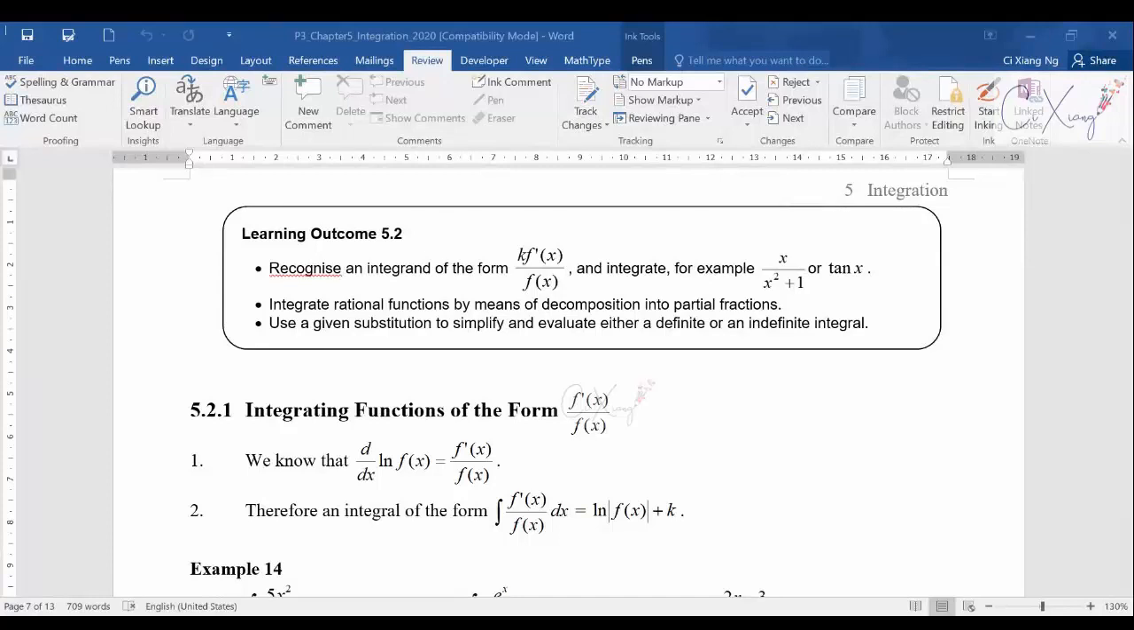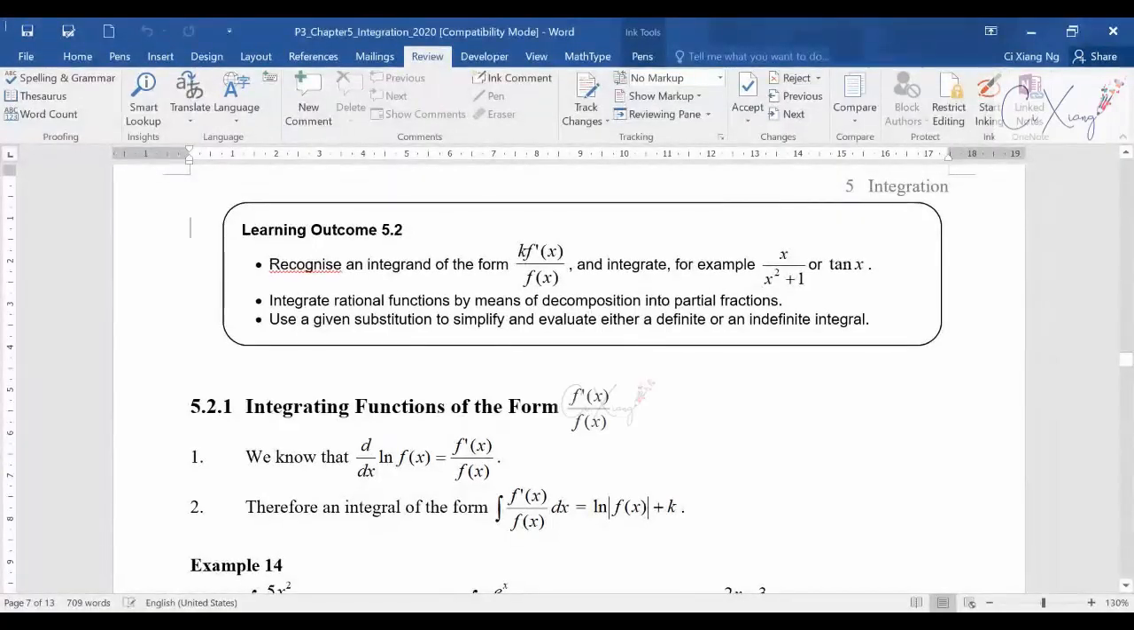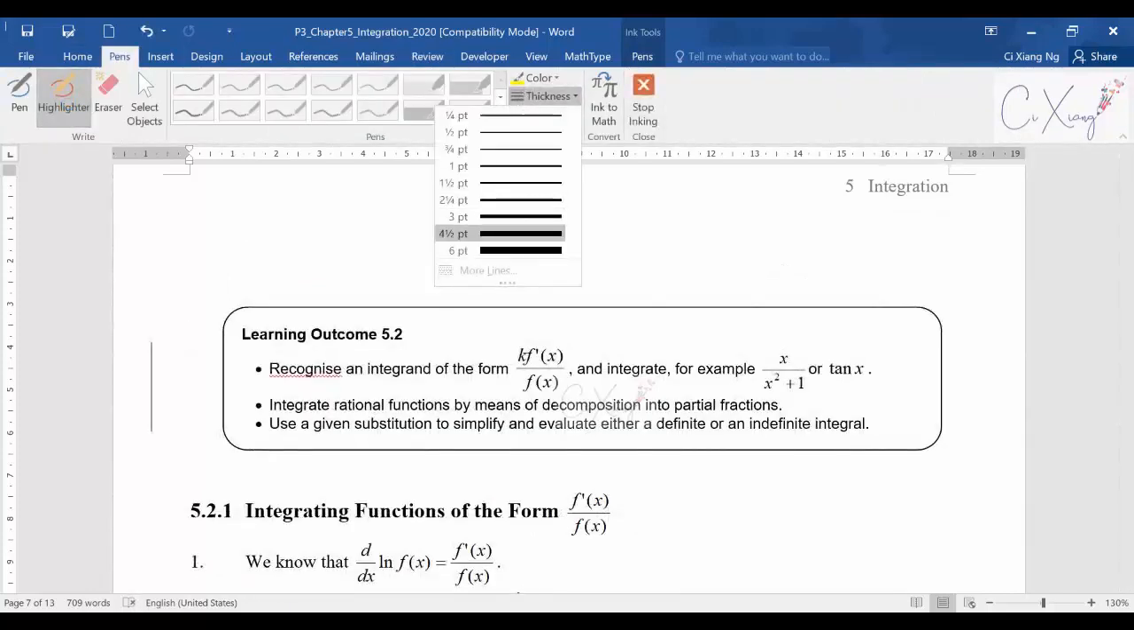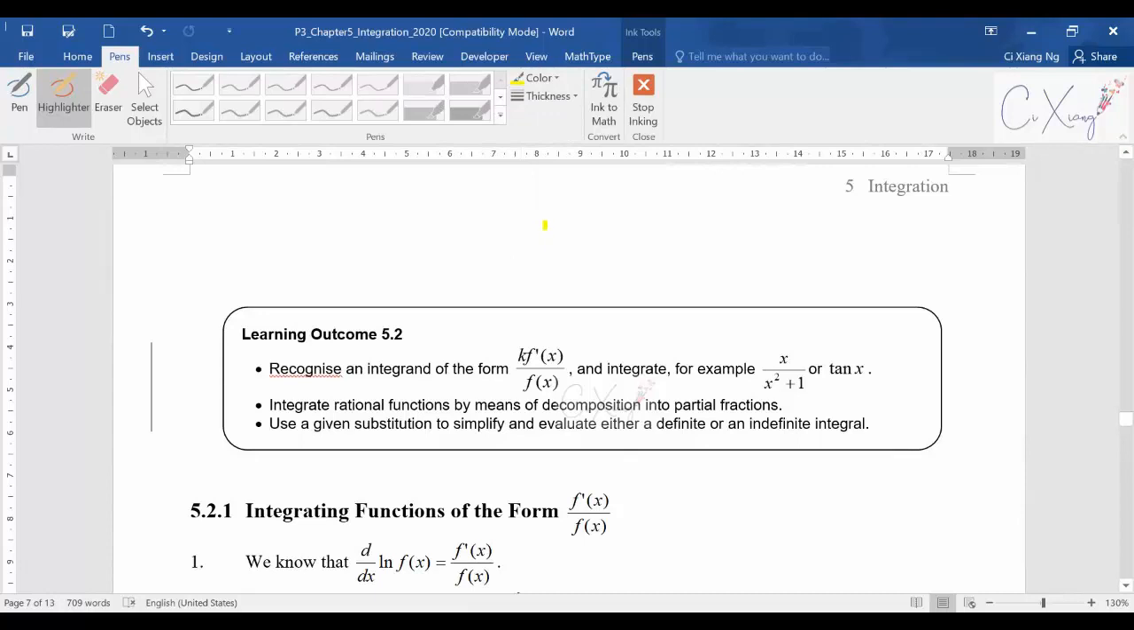Okay, so for today we are going to discuss another technique for integration. For the learning outcome, you can see that we are going to learn how to integrate a fraction with a certain pattern. The certain pattern that you can see here is the f prime x over fx pattern.